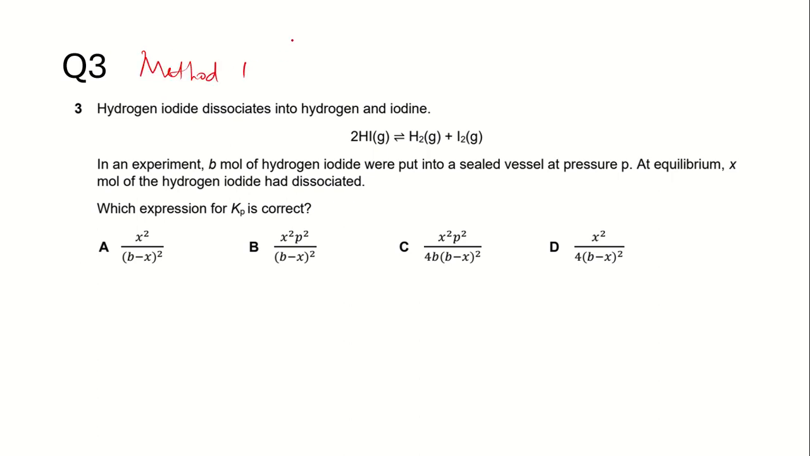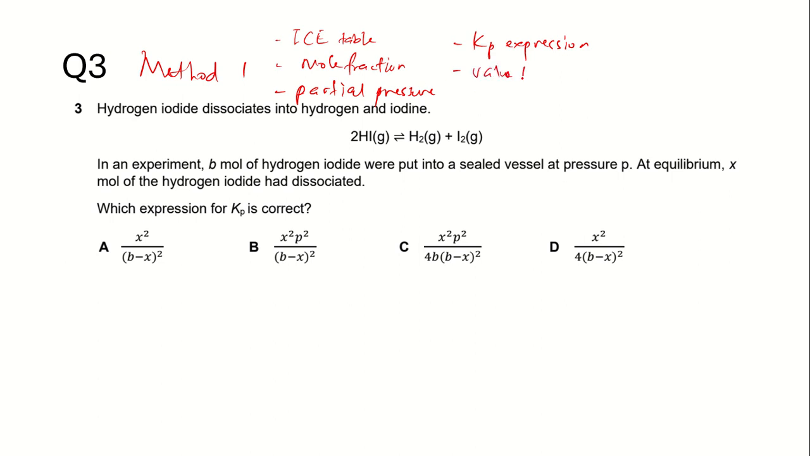So method 1, we are going to find, okay, we need an ICE table. And then we need to find mole fraction. Okay, after that, we need to find partial pressure. Then we write the Kp expression. And then we substitute in all the partial pressures, and we find the value for Kp.